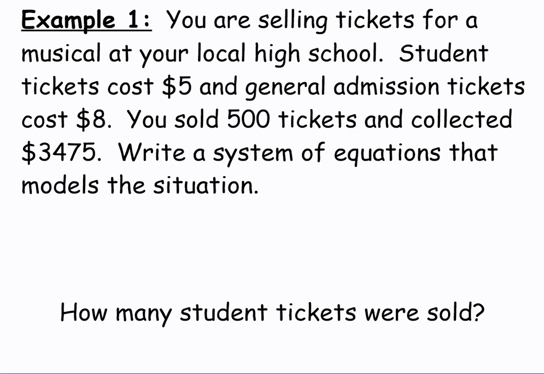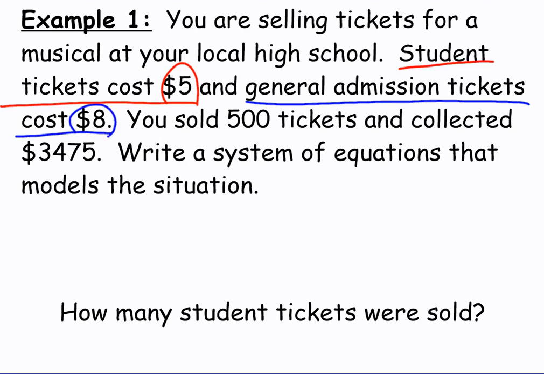Now we're going to read it through the second time, but we're going to underline important information. You are selling tickets for a musical at your local high school. Student tickets cost $5. Stop right there. First important information, student tickets cost $5. General admission tickets cost $8. That's also equally as important. So we have 2 pieces of information so far. You sold 500 tickets.